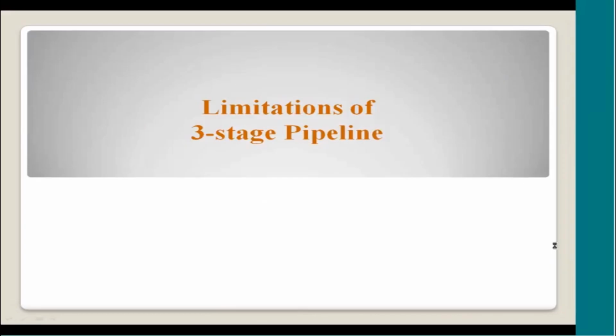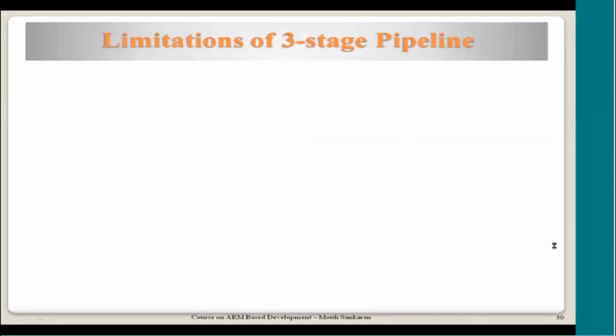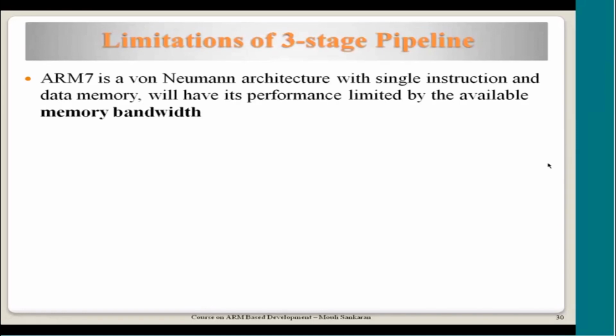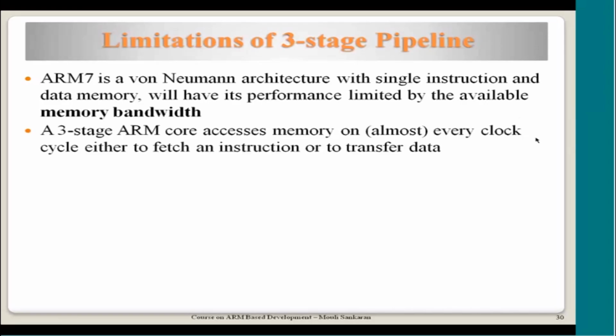So just to summarize, what are the limitations to the pipeline? Because of the von Neumann architecture with a single instruction and data memory, its performance is limited by the available memory bandwidth. The ARM core accesses memory on almost every cycle, because it could be for accessing the instruction or it could be for accessing the data.